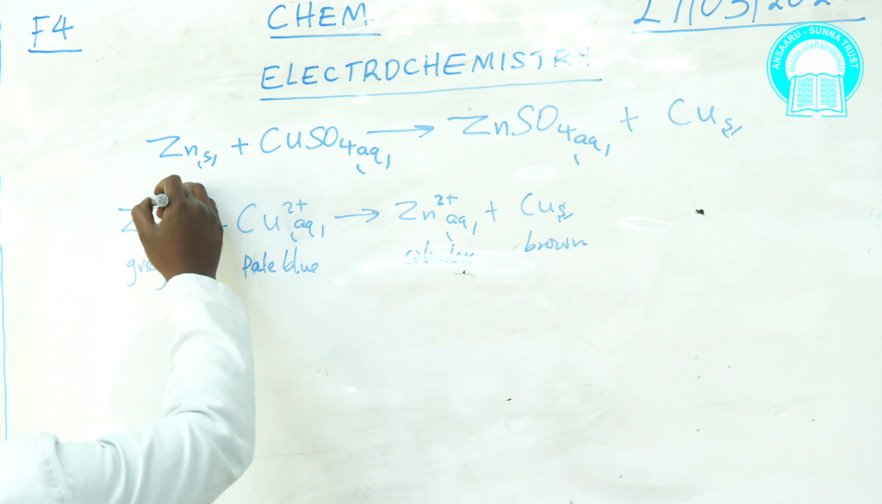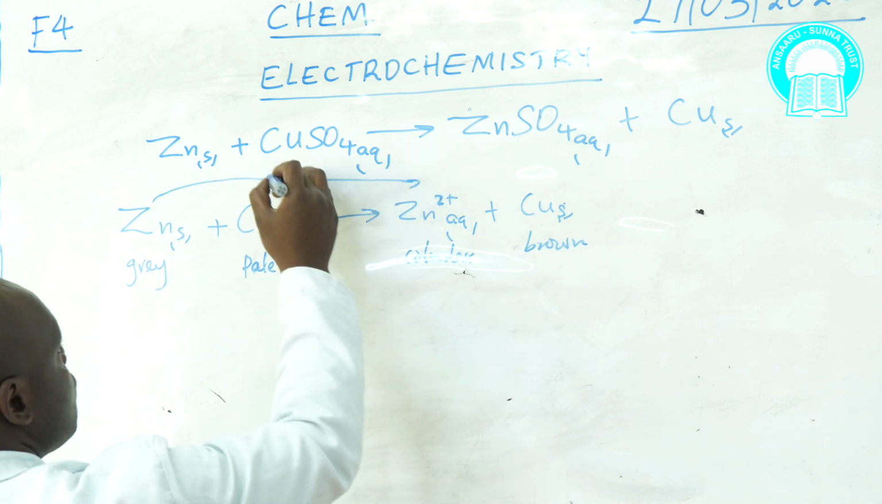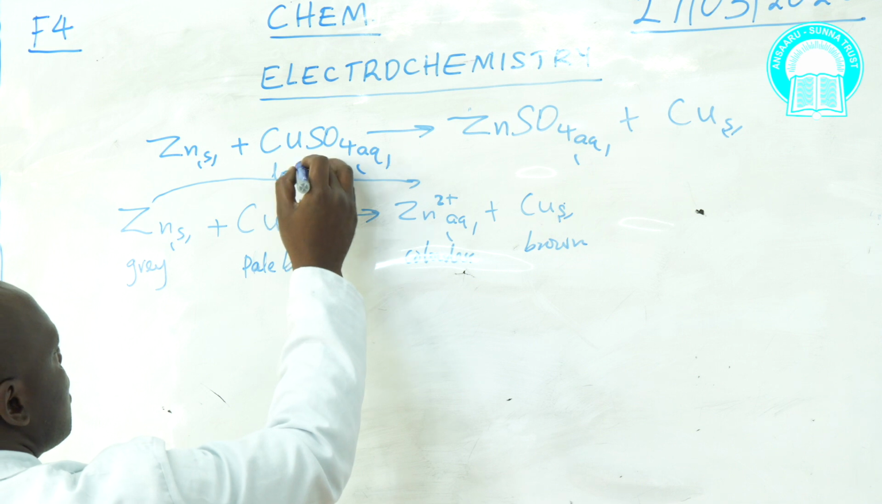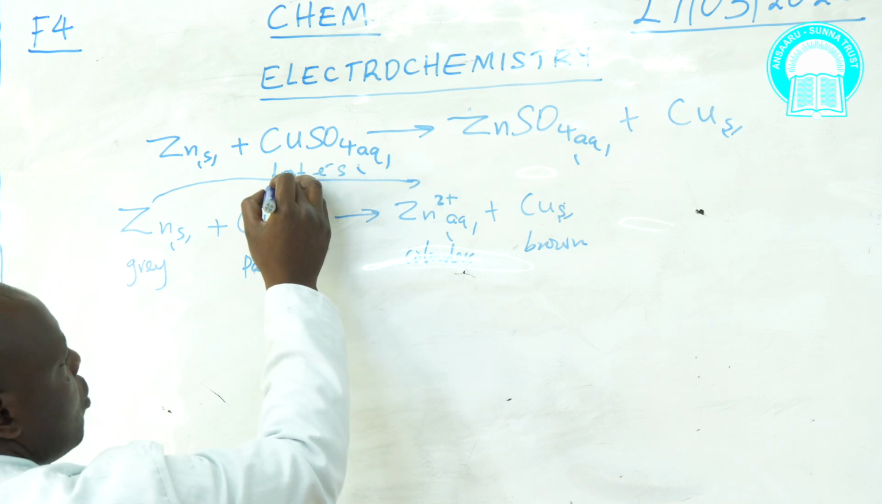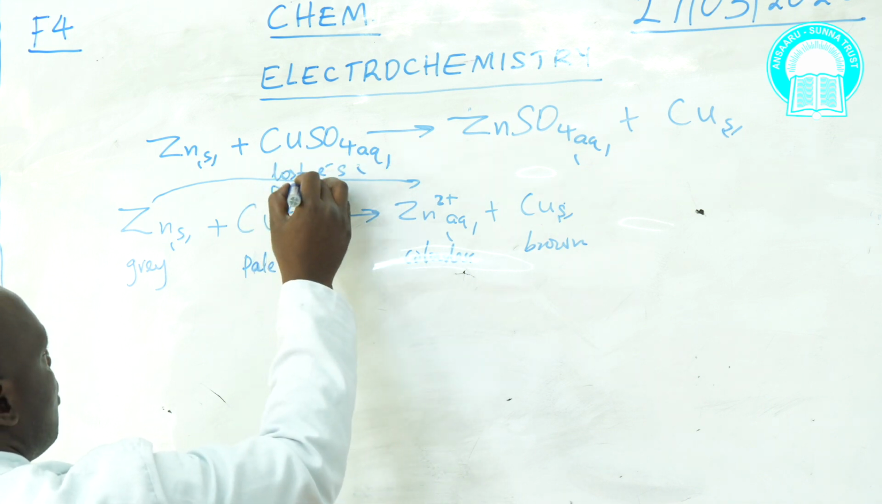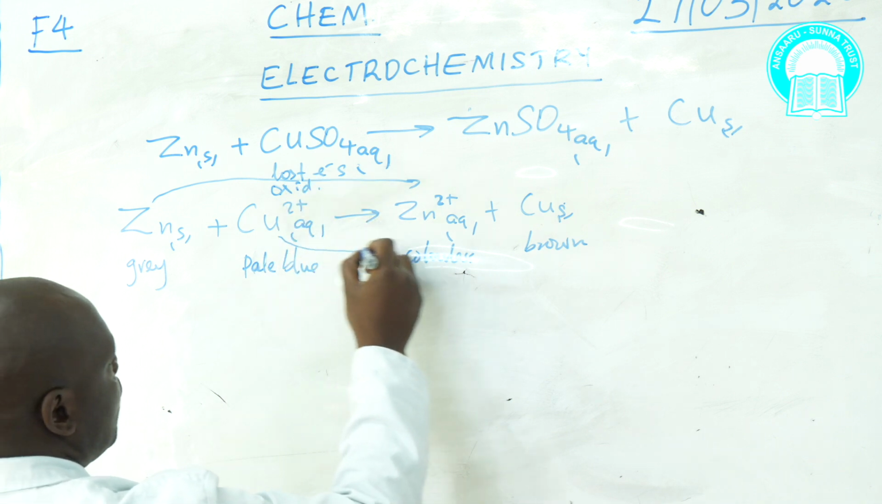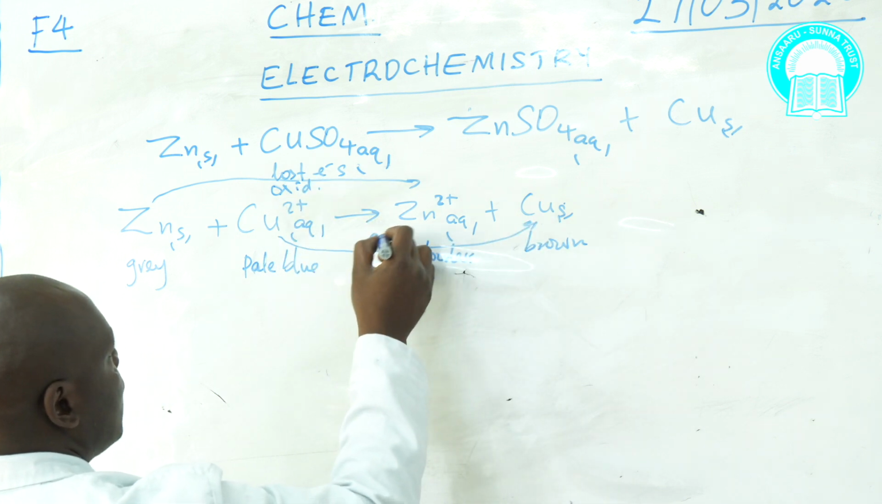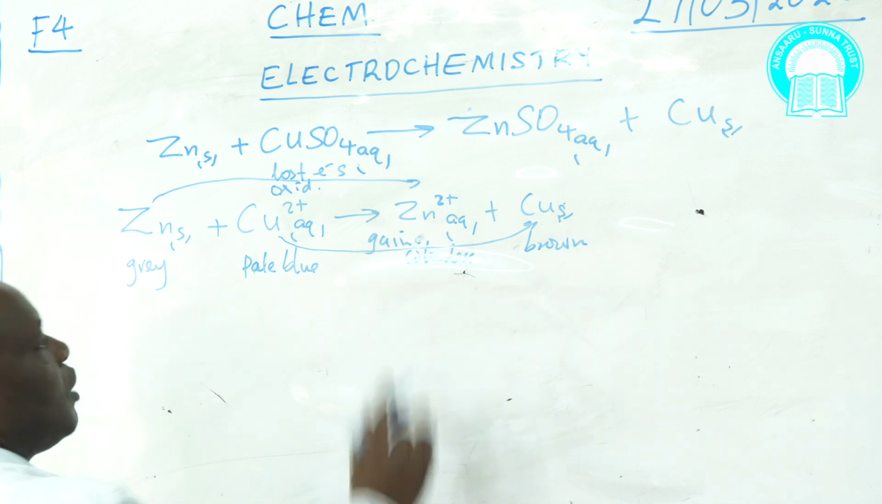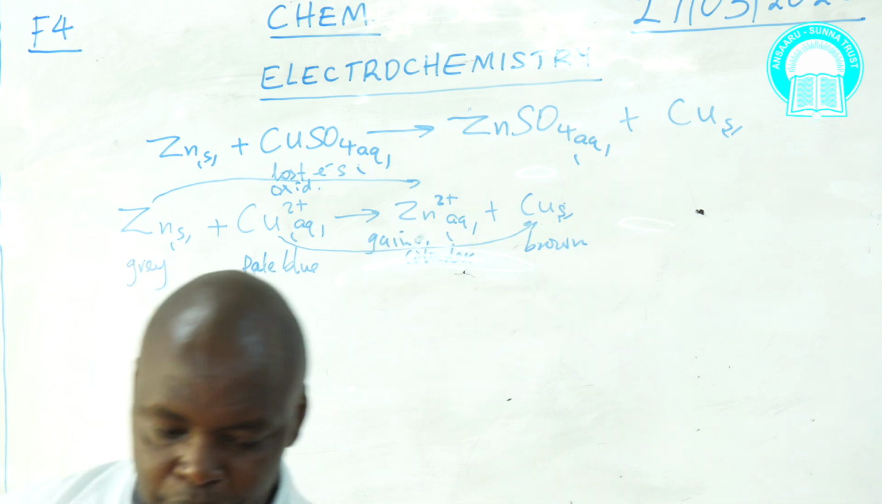So here, you see that from zinc to zinc ions, electrons have been lost. So this one will be the oxidation part. From copper 2 ions to copper metal, electrons have been gained, so that will be the reduction part.